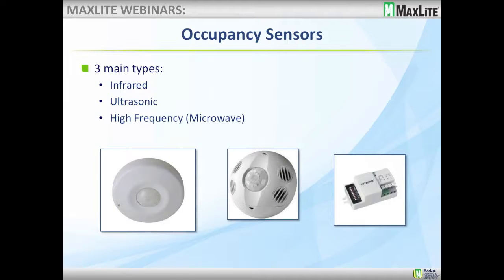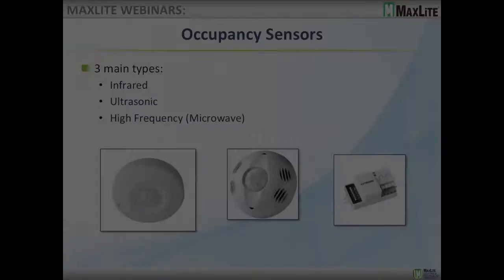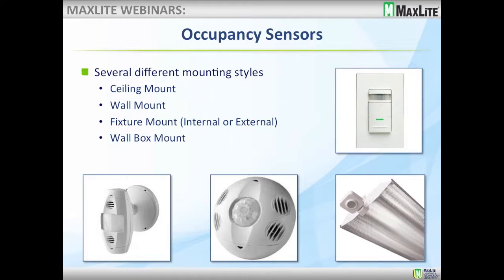There are infrared, ultrasonic, and high frequency occupancy sensors. First, let me tell you, there's also different mounting styles. We have ceiling mount occupancy sensors, wall mount. There's sensors that can mount directly into the fixture. The picture on the lower right there shows one that is mounted to the side of what might be a high bay or a hanging linear fixture.